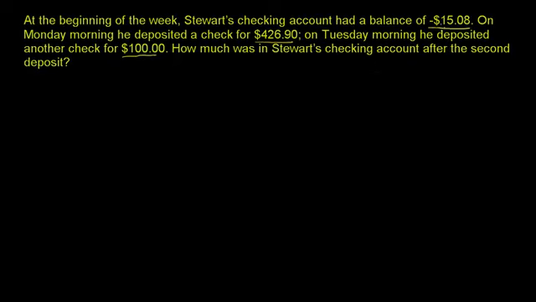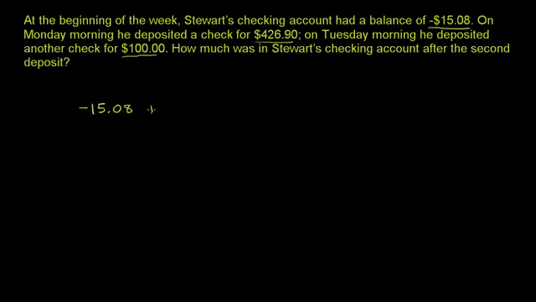So he starts off with a negative balance. A negative balance means that he's overdrawn his checking account. He actually owes the bank money now. Luckily, he's now going to put some money in his bank account, so he'll actually have a positive balance in his checking account.